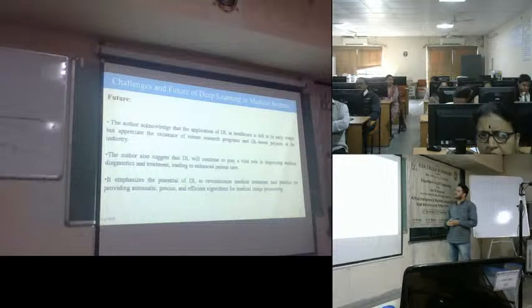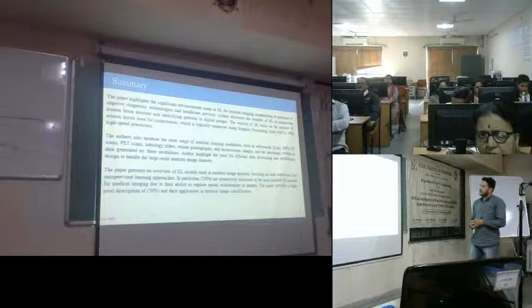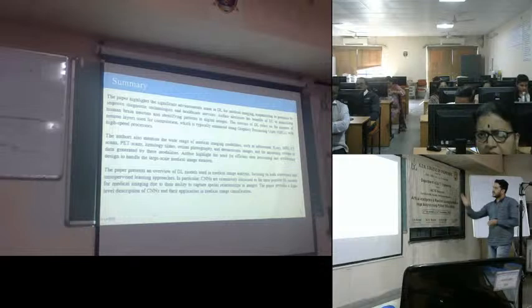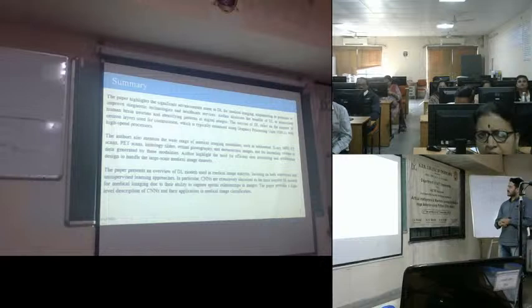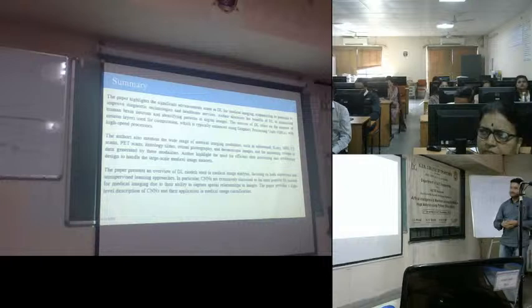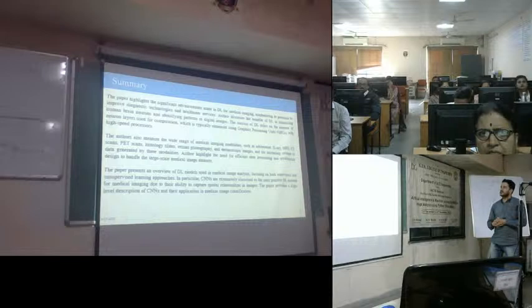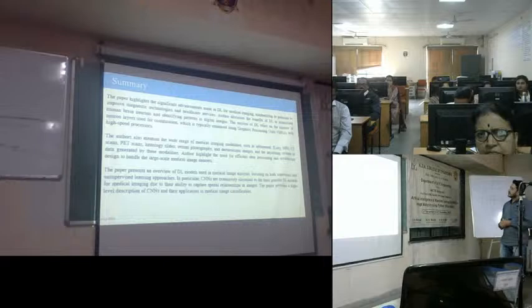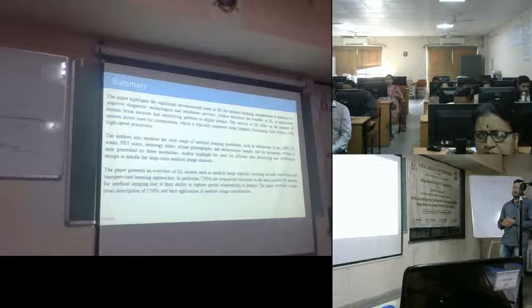In summary, I have provided here the different highlights given by the authors. The paper highlights the significant advancement made in DL for medical imaging, emphasizing its potential to improve diagnostic technologies and healthcare services. Authors discuss the benefit of deep learning in mimicking human brain neurons and identifying patterns in digital images. The success of DL relies on the number of neuron layers used for computation, which is enhanced using graphics processing units with high speed processing.